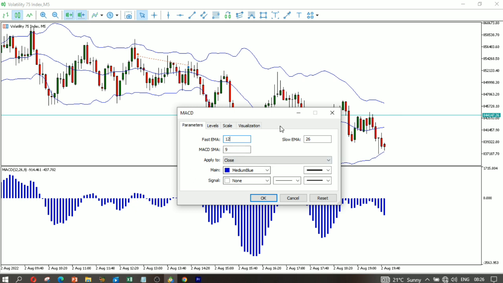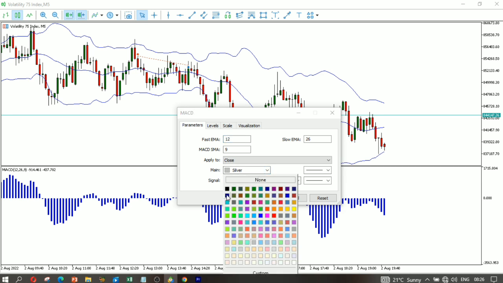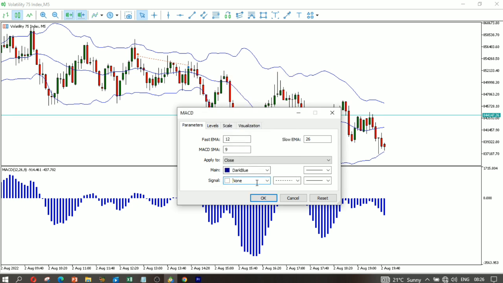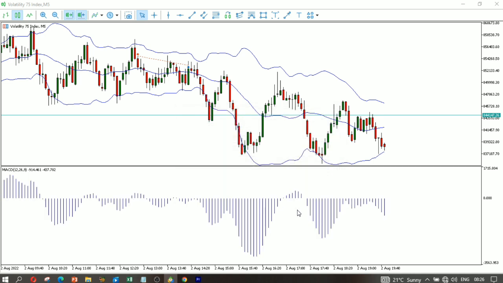So this is the default, right? And then you can just click reset like this, but I just want to change my colors to blue and then I will put the signal to none, right? So don't put the signal line. Just put it to none, because you just need the histogram. So the histogram will look like this, right?